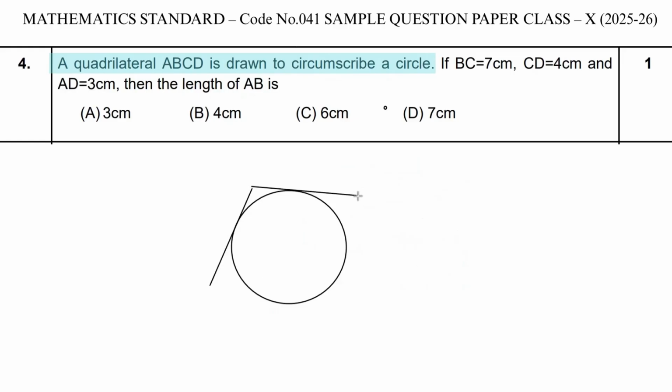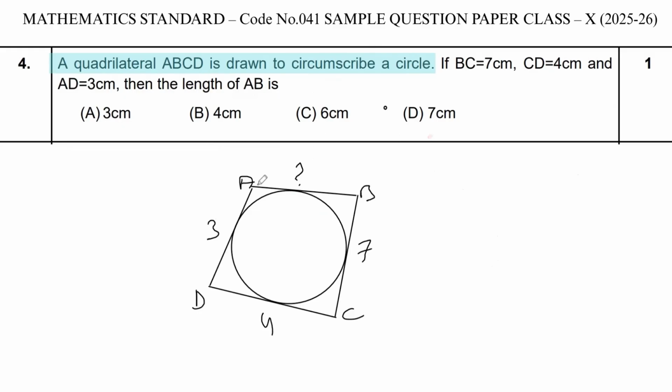So that means the quadrilateral must be touching, the sides must be what? Has to be the tangent. So let's say the quadrilateral has to be named ABCD as per the question. Further, it says that the length of BC is 7 centimeter, CD is 4 centimeter, AD is 3, and we have to get the length of AB.